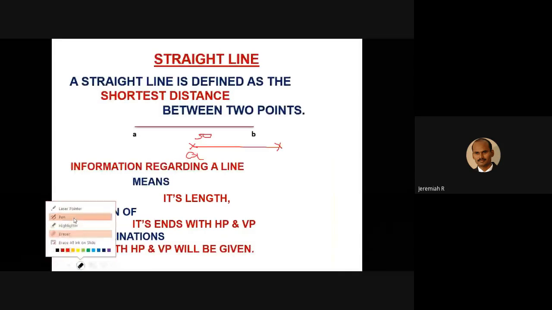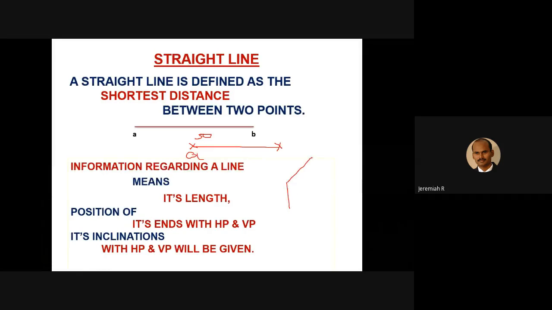If you want to draw line problems, we need the length, maybe 50 mm or 60 mm. The distance is required. Then one more data is required. What does that mean? Just imagine there is a line here, carried only in the first quadrant. This is the vertical plane and this is the horizontal plane. The line is AB.